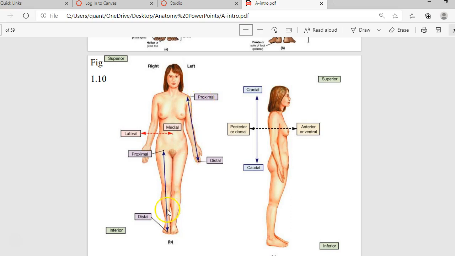Okay, so that's towards the point. That's towards the torso. So going towards the toes, you'd be going distal. Going towards the thigh and up, you'd be going proximal. Anterior, posterior: to the front is anterior, to the back is posterior.